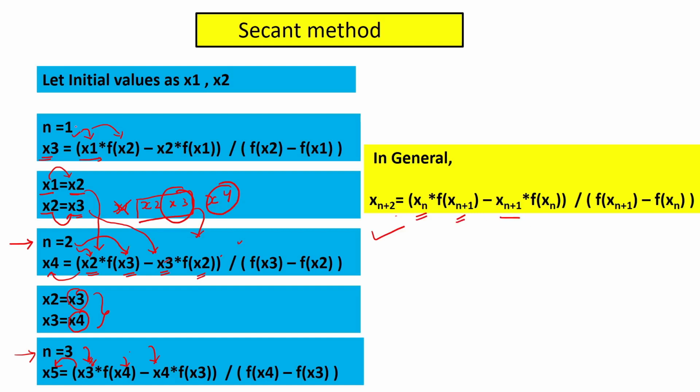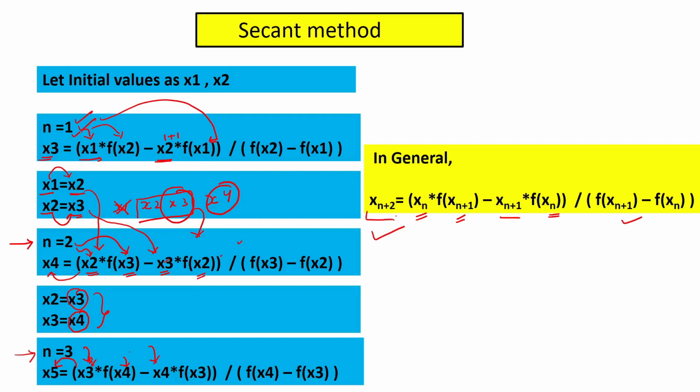Why? If you see here, for n equal to 1, what are we putting here? x2, that is 1 plus 1. So here n plus 1 is there, and here it is xn, that means if n equal to 1, then here we are just putting x of 1, so the subscript will be similar to n. And the same case is for the denominator.